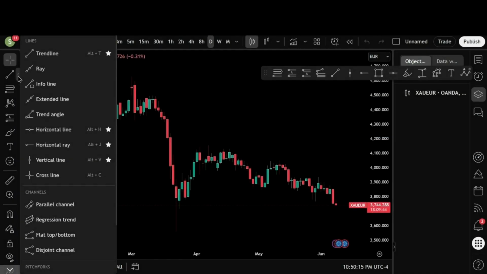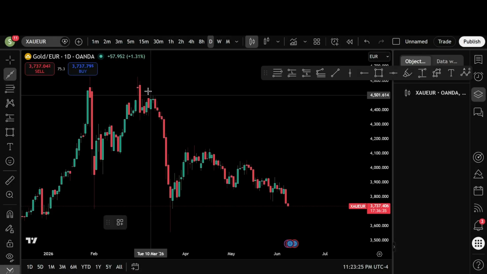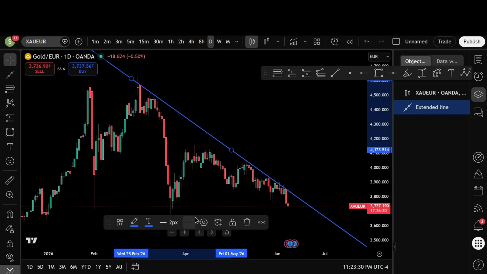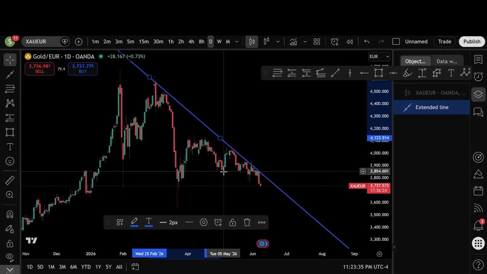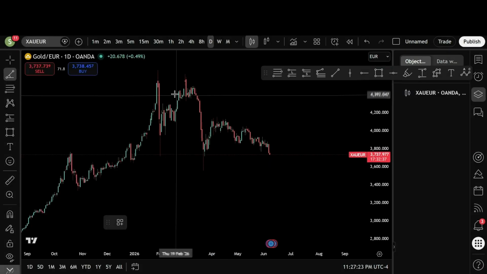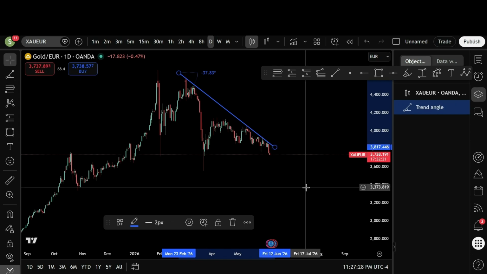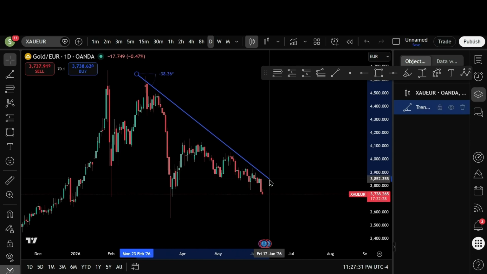Info line, used to measure the distance between 2 points. It shows useful information such as how much the price has moved, how many candles there are, and the percentage change. Extended line. A straight line that extends infinitely in both directions. It is used to mark important levels across the entire chart. Trend angle. Used to draw a line with a specific angle. It helps you observe the slope or steepness of a trend.